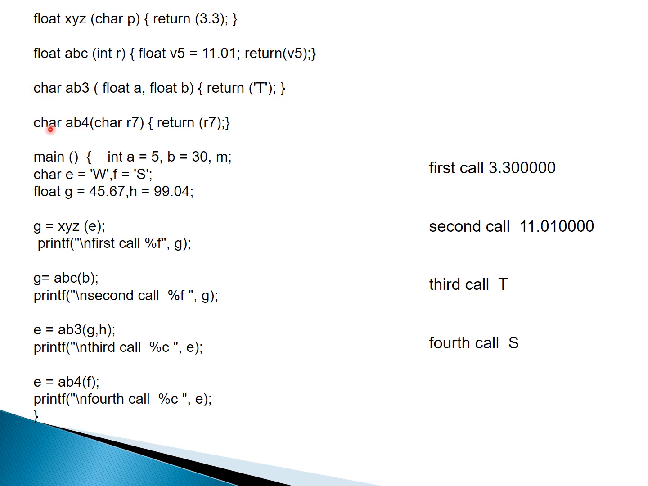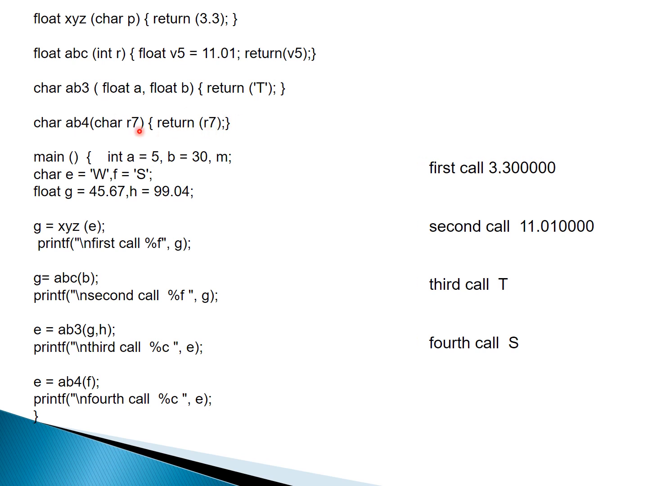The fourth function will again return a character variable, and it will receive a character. So this ab4 function receives a character and sends back the character. Whatever it receives, it will send back. For example, if you send capital A here, it will send you capital A. So it will do nothing. It will receive the value and return it as it is.